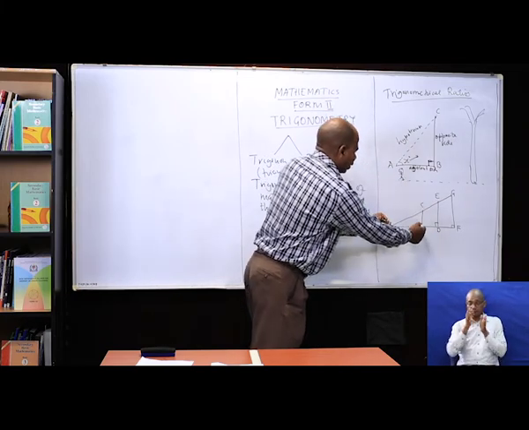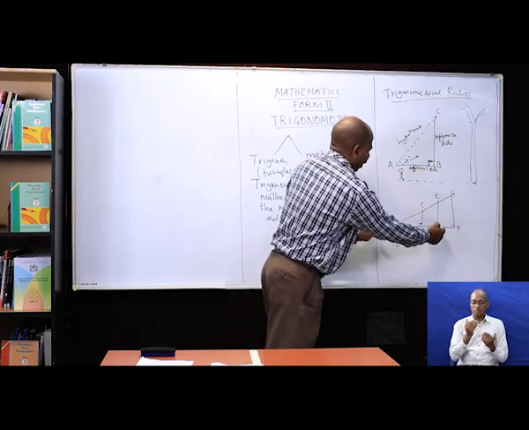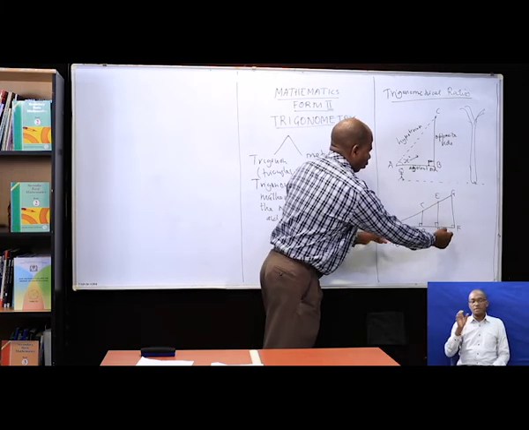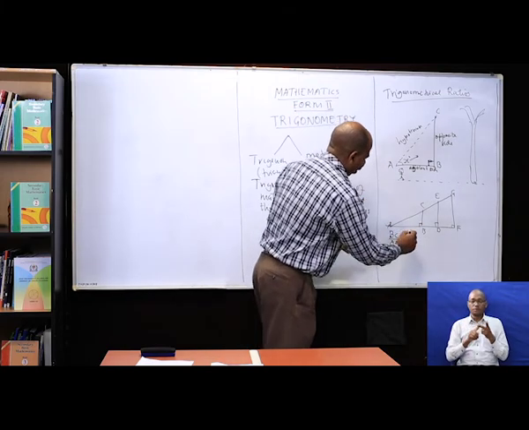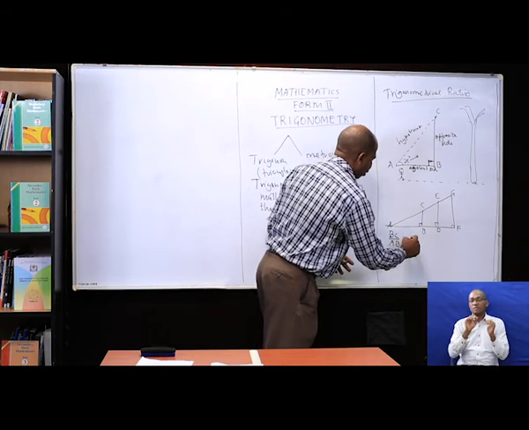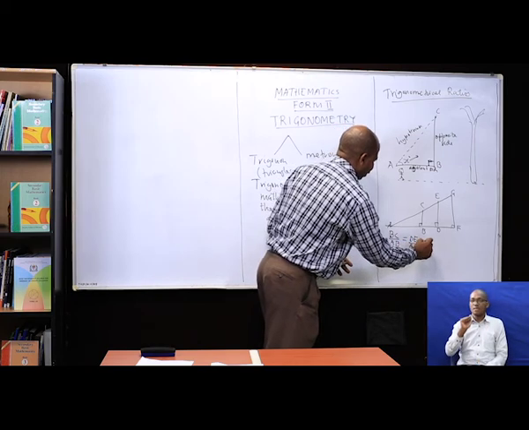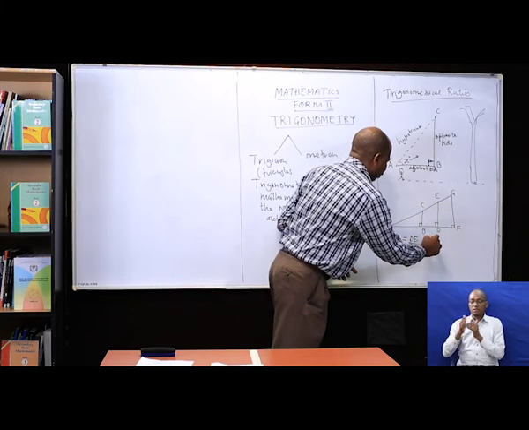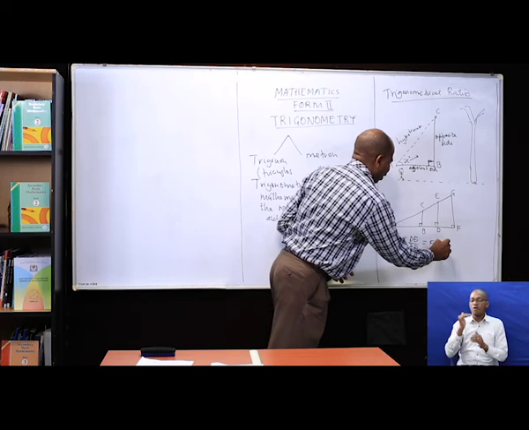Sides divided by this, it's the same as taking DE over AD. It's also the same as taking FG over AF. Again, BC over AB is the same as DE over AD, the same as taking the last one, FG over AF.